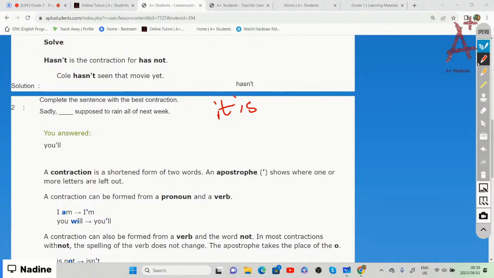So if we shorten that word, it is, right? We say that the first letter stays the same. We added an apostrophe because we're not taking the I with, and then the S. So it's. So sadly, it's supposed to rain all of next week. So it's. Sadly, it's supposed to rain all of next week. It's.